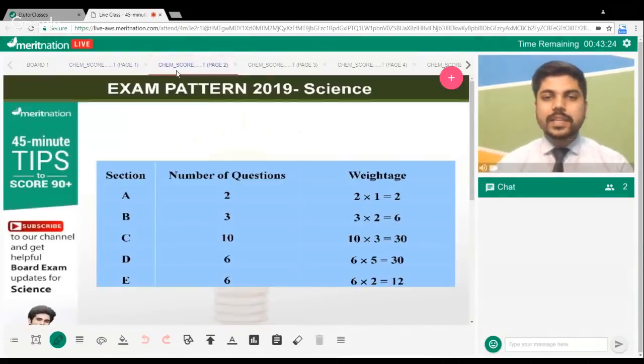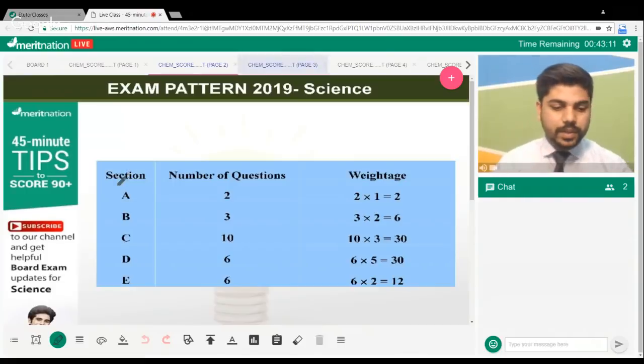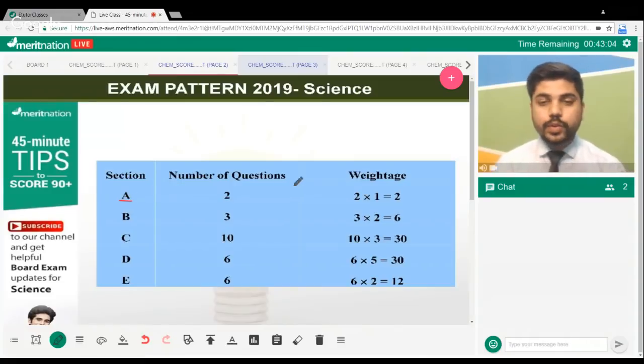So, first of all, let us have a look at the exam pattern of 2019 science, right? So, this year, the exam is going to comprise five sections, that is A, followed by B, C, D, E. Section A will comprise two questions with 1 mark each, so the total weightage of section A will be just 2 marks. Section B will have three questions carrying 2 marks, so its total weightage would be 6 marks.